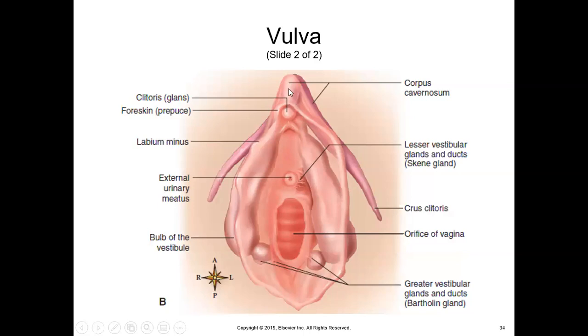The majority of the clitoris cannot be seen. The only part that we see externally is the glans, but the clitoris actually goes back and down. All of this is part of the clitoris. So the majority of the female clitoris is not seen, while the majority of the male penis is seen. And once again, you have the orifice of the vagina, the hymen, and the Skene's glands, which have openings around the external urethra.